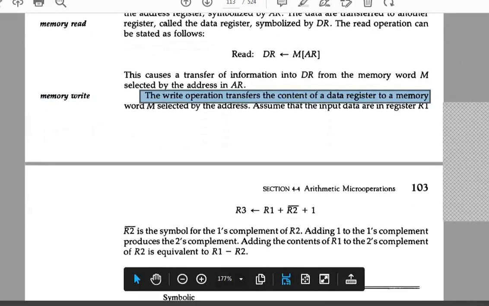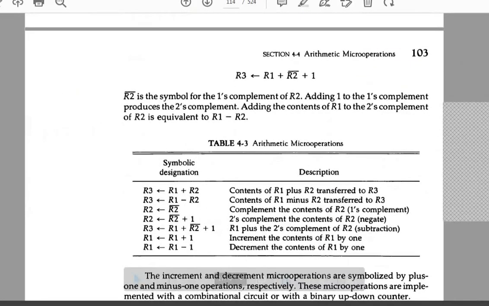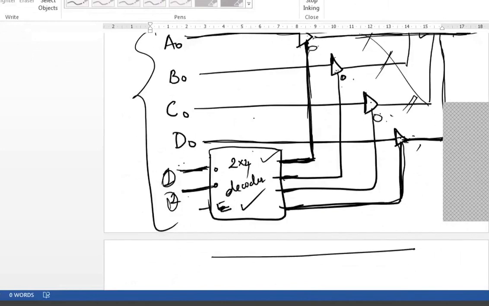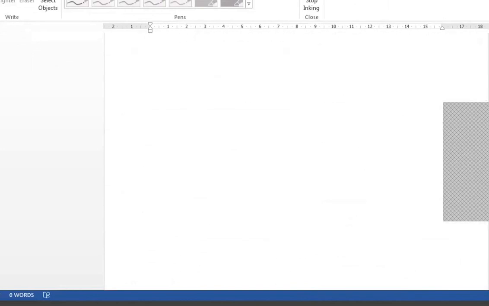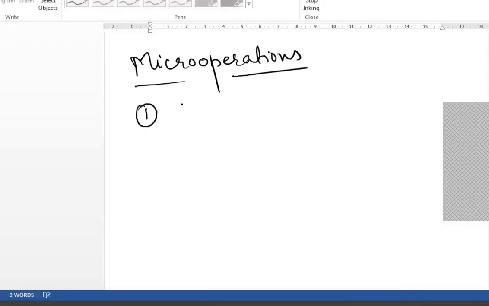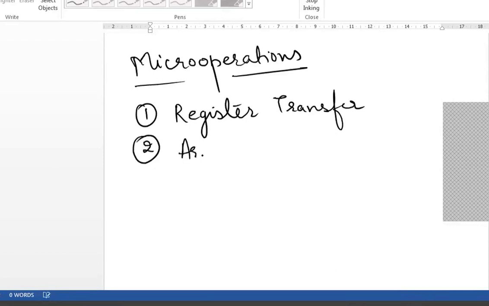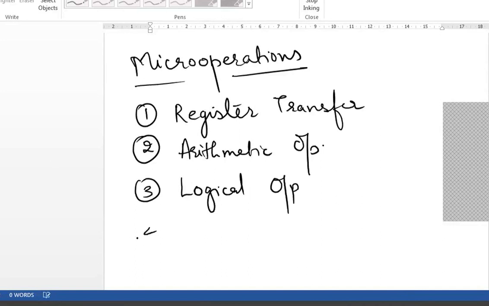Now let us talk about this table. I'll come back later. Let us talk about different circuits. See, we said that this whole chapter, what is the chapter all about? It's register transfer and micro operations. Right, we are going to study different types of micro operations. One, register transfer, which we already saw. Okay, second, arithmetic operations. Third, logical operations. And fourth, shift operations.